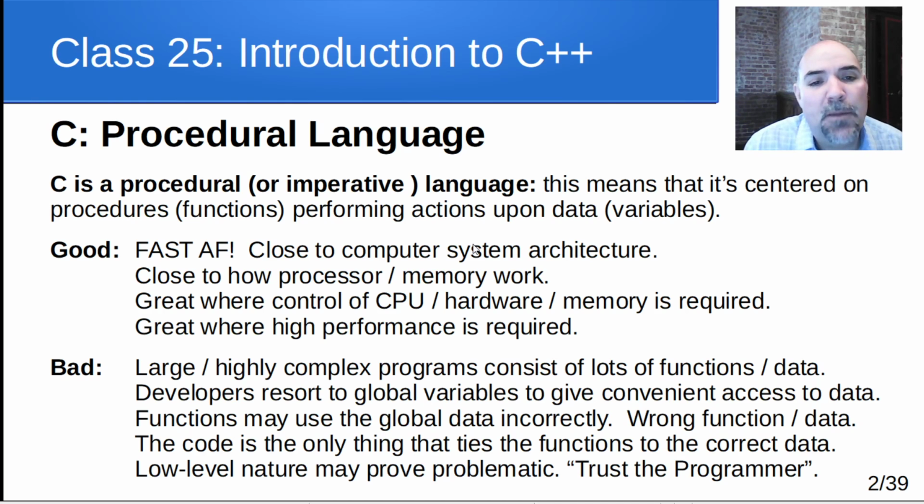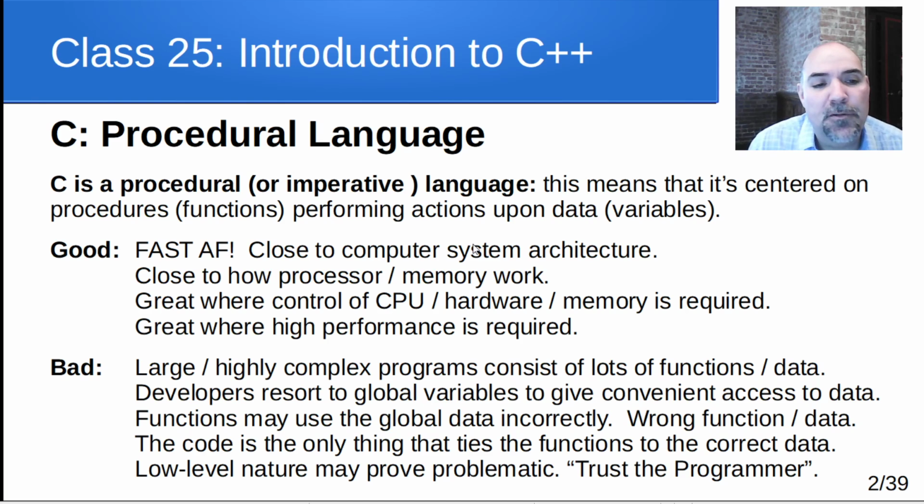Now, the good part about procedural languages, and the good part about C, is it's really fast. One of the reasons it's fast is that it's very close to the computer system's architecture itself, meaning that in the architecture of a typical computer system, you have memory. That's kind of like the data and the variables. And then you have a processor, which is kind of like the different functions and operators of the language that are then grouped into functions that tell the processor what to do to the data.